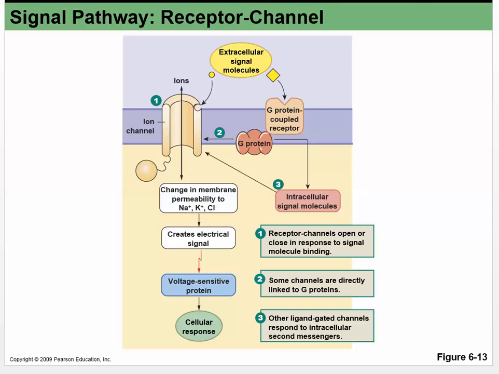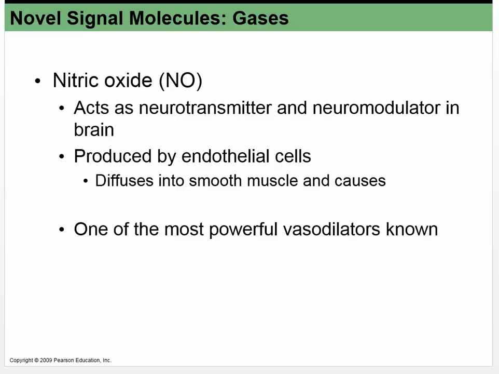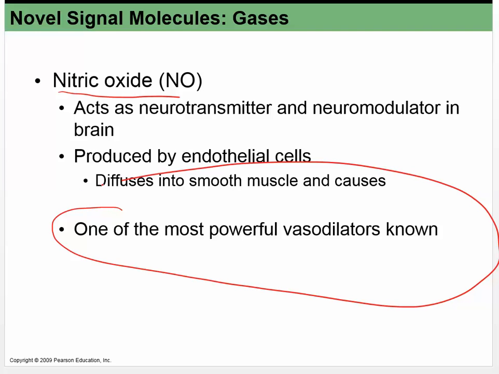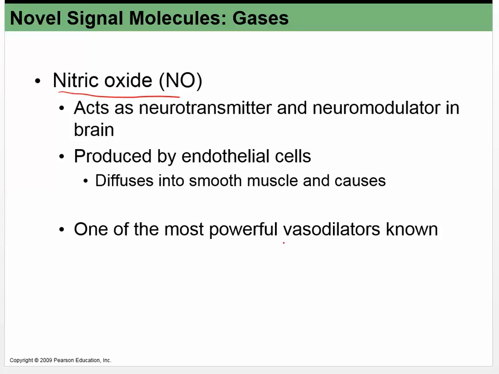Now, some other signaling molecules. I try to only talk about things that are somehow relevant, even if you never see it again. But this is relevant. Nitric oxide, and I'll start here saying it is one of the most powerful vasodilators known. Vasodilation means that it takes a blood vessel that might be open this much, and it opens it this much. So there's blood flowing through here, and this will allow more blood to flow through. So vasodilation allows more blood to flow through the blood vessel.